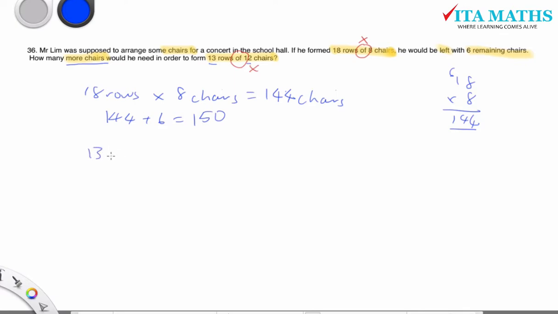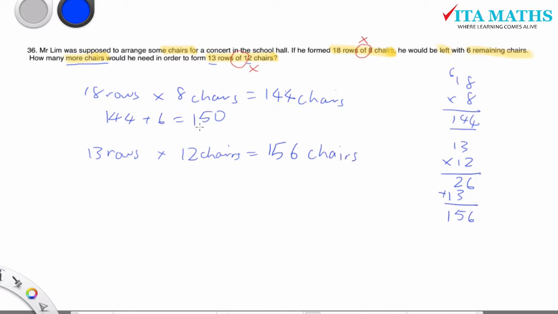So obviously we have to find what is 13 rows of 12 chairs. That equals 13 times 12, so 26, and this is 13, so we add them together and get 156 chairs. So 150, 156. So how many more chairs does he need? It's 156 minus 150 equals 6 chairs.